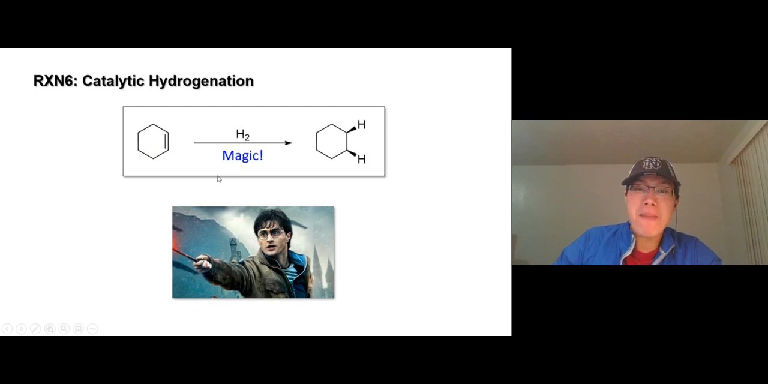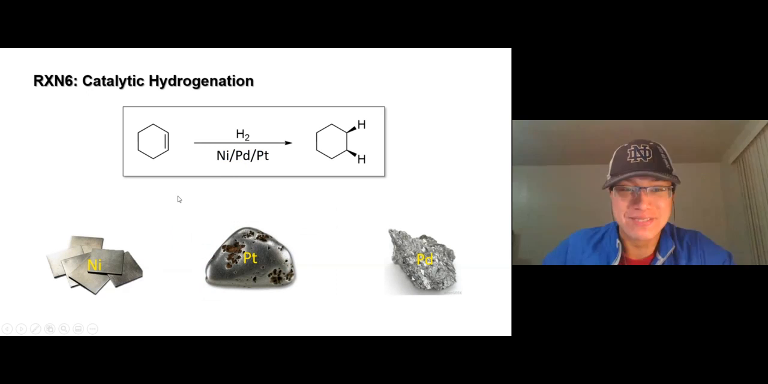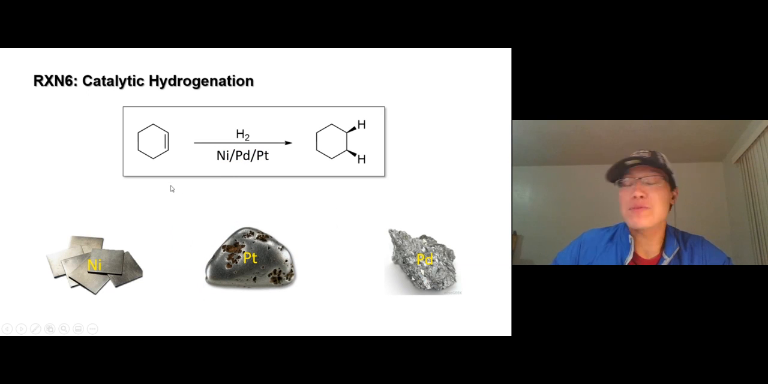And when I say magic, I mean the sorcerer's stone. I'm just kidding, no, this is not a sorcerer's stone. We need either nickel, palladium, or platinum. Either one, just pick one. You don't have to add the whole thing, and they are really expensive, actually. All right, nickel, palladium, platinum, added as a catalyst, so this guy can put hydrogen onto the alkene.